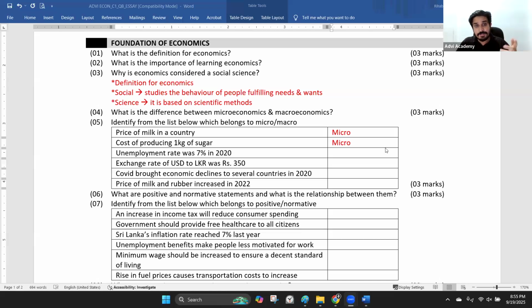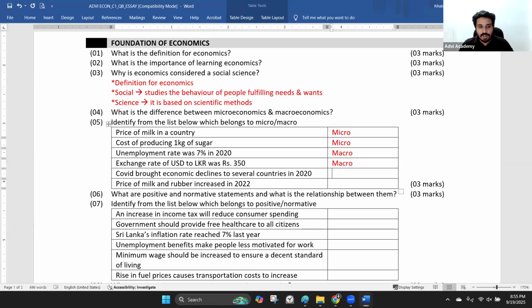Okay. And then the unemployment rate, of course, is a country level problem. And they are saying 7% in 2020. So obviously that is macro. Exchange rate is again a country level problem, right? Because that's not a product level problem. No, it's for the whole country. So that again is macro.